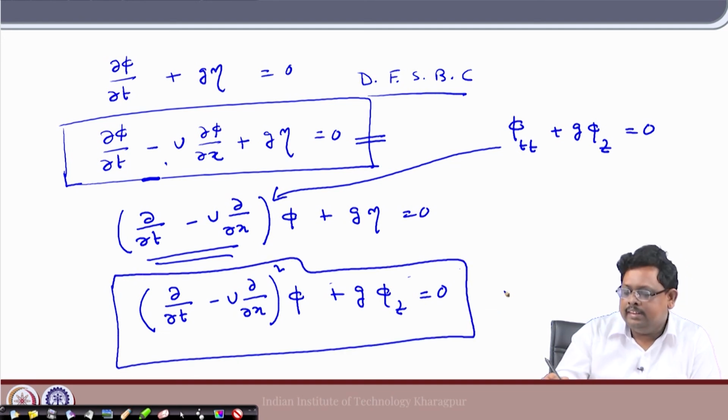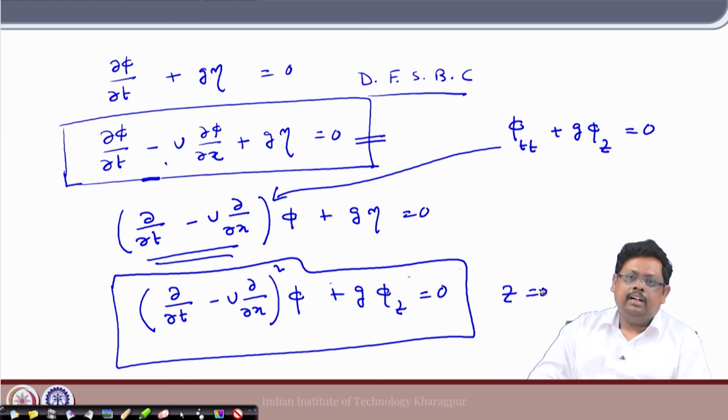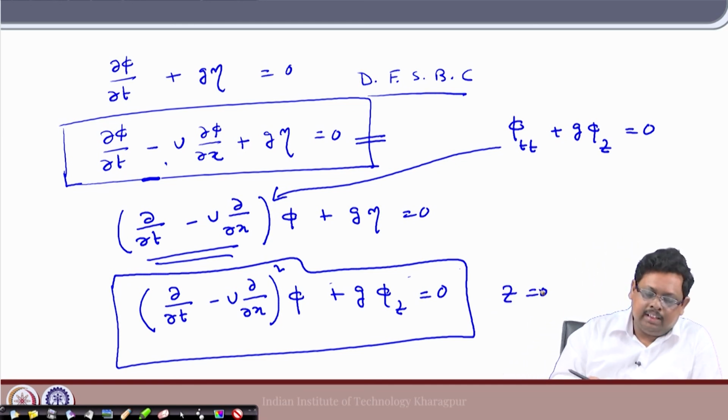So, this is the combined free surface boundary condition that should be applied at z equal to 0. So, from the next class onwards we are going to discuss strip theory, and we are going to use this free surface boundary condition for the moving reference frame.